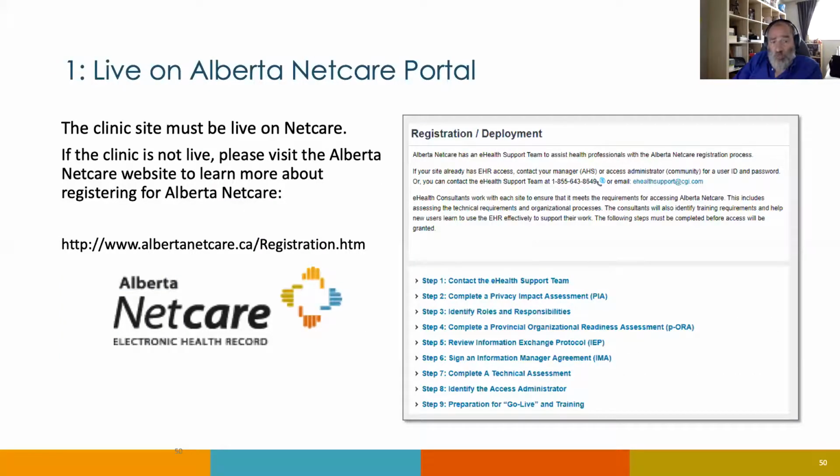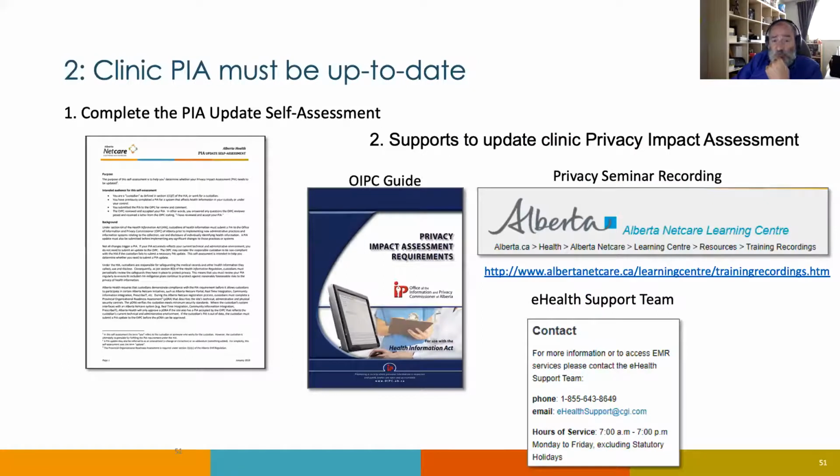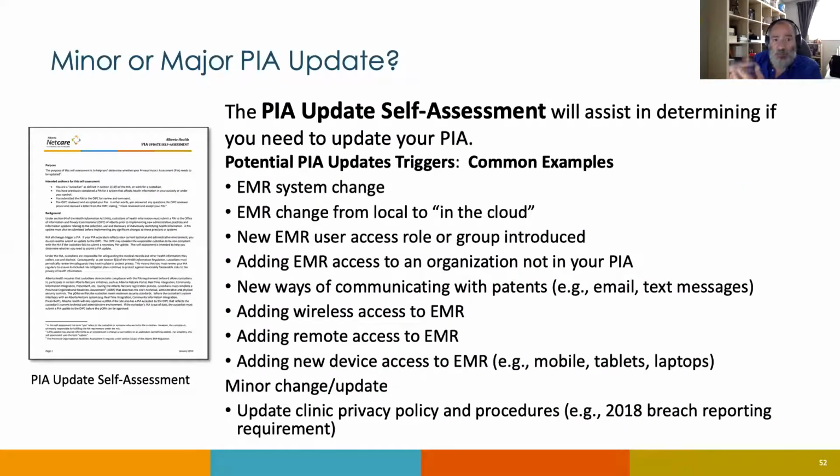A little bit more information about being live on the Alberta Netcare portal. I believe if a clinic needs to get live, they should contact the eHealth support team at Alberta Health. The clinic PIA must be up to date, and we've been able to create a number of supports for this information about how to go about getting your PIA updated. And one of the most important things to know is that if the clinic needs a major or minor PIA update, eHealth can help them figure that out.